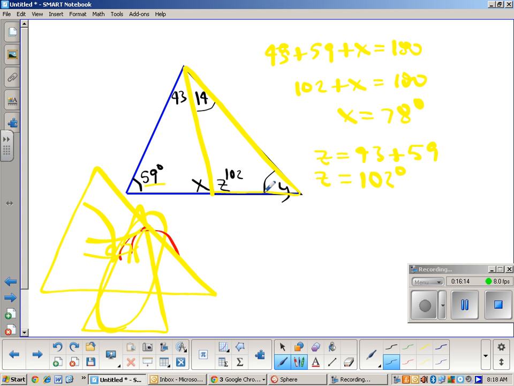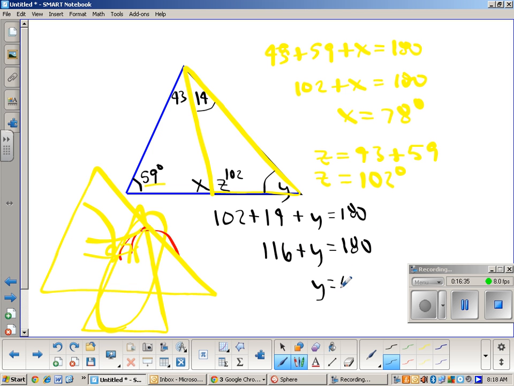So what do we get y to be? 102 plus 14 plus y equals 180. So that's 126. No, how about 116? Subtract, y is equal to 64.